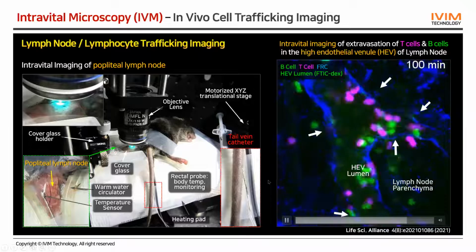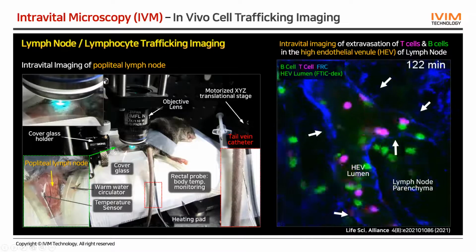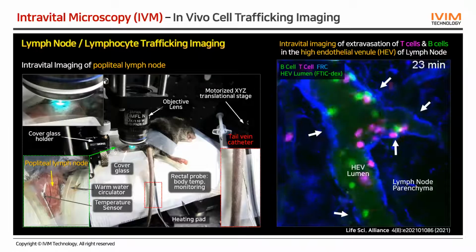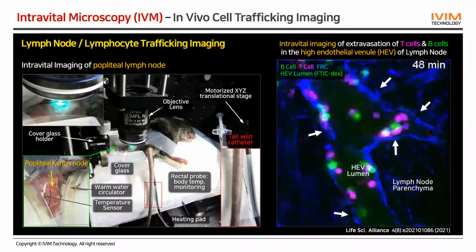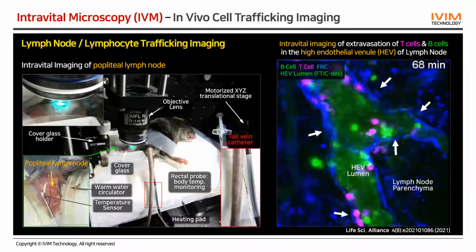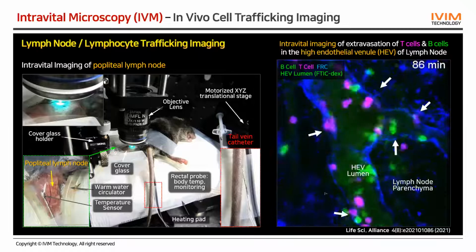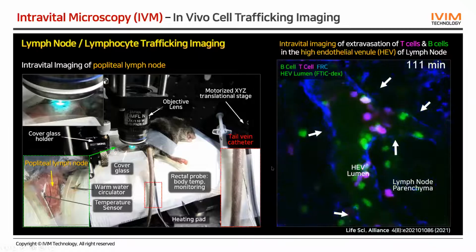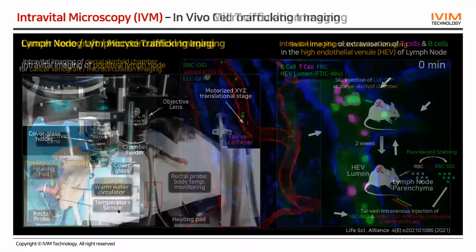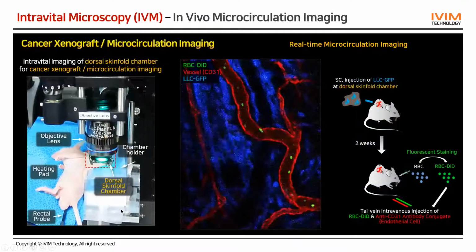So this is a very clear example showing the capability of intravital microscopy to analyze the dynamic movement of cells in live tissues. And this is a real-time video showing the blood flow, actually the red blood cell flow, in a tumor model.